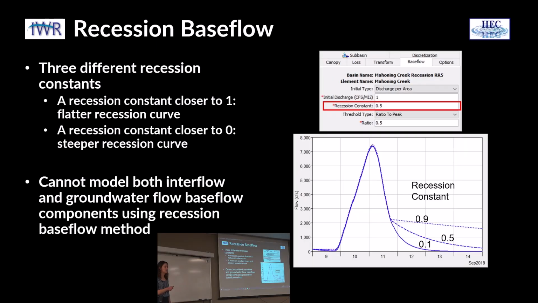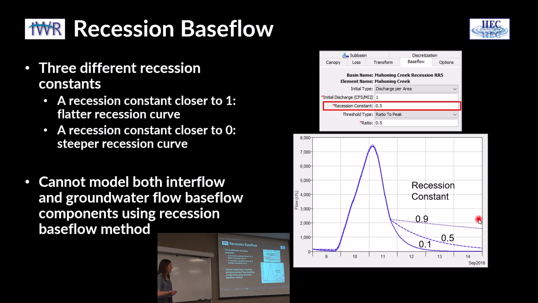Let's just look at the sensitivity of our hydrograph to the recession constant. I like these plots a lot. I think it helps when you're newer to these parameters. So a recession constant closer to 1, so this is 0.9, means that you have a flatter recession curve, right? It also means that you have more volume in your receding hydrograph, right?